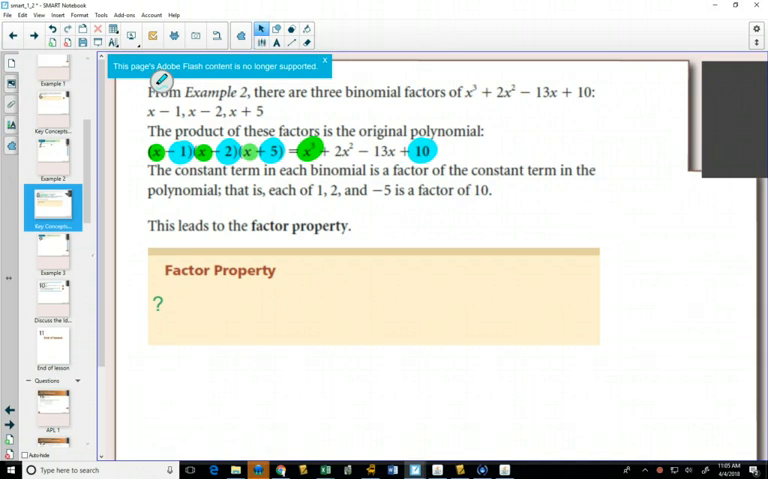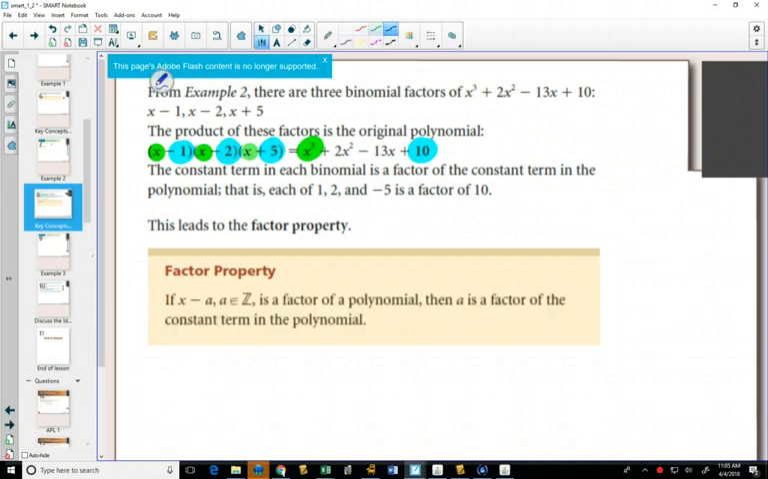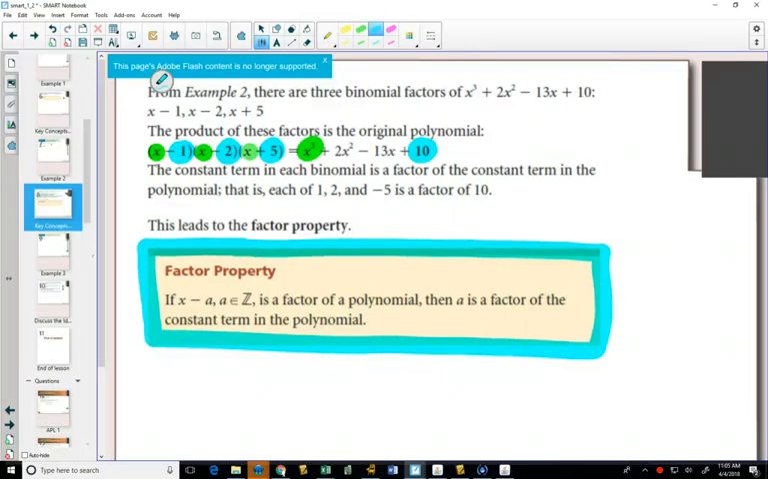So this is called the factor property, and the factor property states that if you're trying to find a factor of the whole thing, then whatever value you have here, that value is also a factor of your constant term.